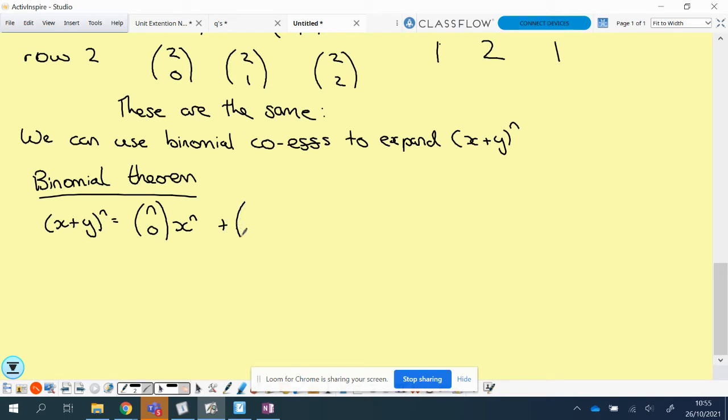Then we go to our second binomial coefficient for that row, so n choose 1. What we do is the x then goes down 1 power, so I take 1 off the power, but then my y, or my other term in the bracket, comes in, y to the power 1.